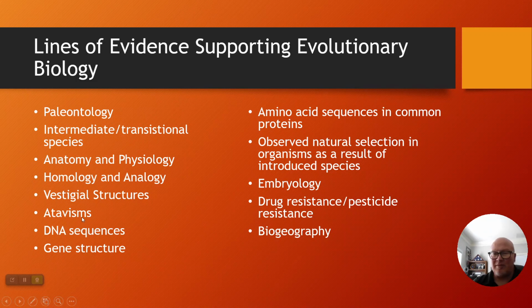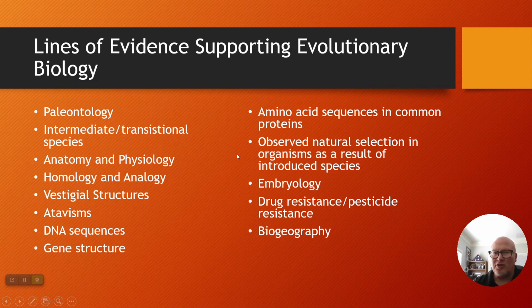Atavisms, this is when we see genes that are present in an organism but are normally not expressed, and then one gets expressed. We are primates. We have the genes for a tail. Every so often, a human is born with a tail. I mean, obviously, they surgically remove it not long after birth, but they're born with a tail because we do carry the genes for a tail. And that's called an atavism.